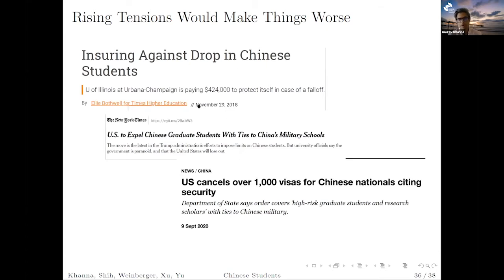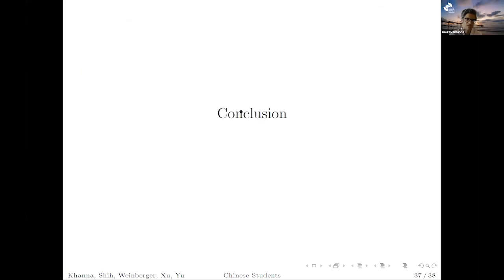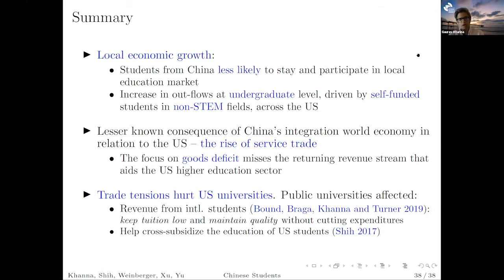Schools have been aware of this even back in 2018. They knew that something like this was going to happen, so they started writing insurance contracts to protect themselves from stuff like this, right? So what we wanted to convey here was that when we had this export-driven growth in China, students are less likely to stay and participate in the local education market. Instead, they're more likely to migrate to the US.